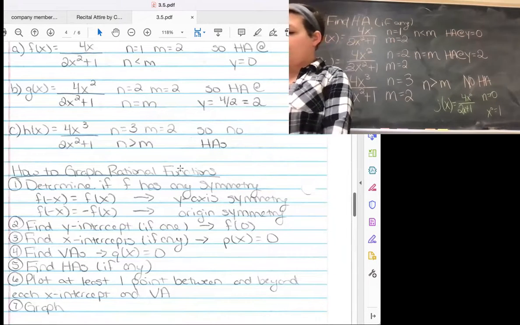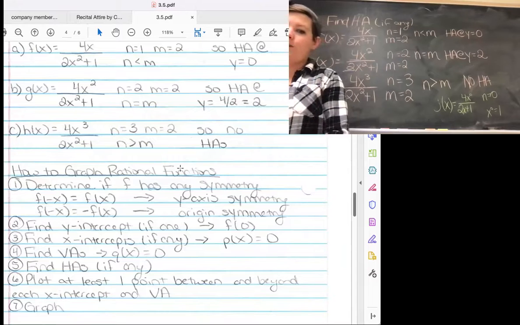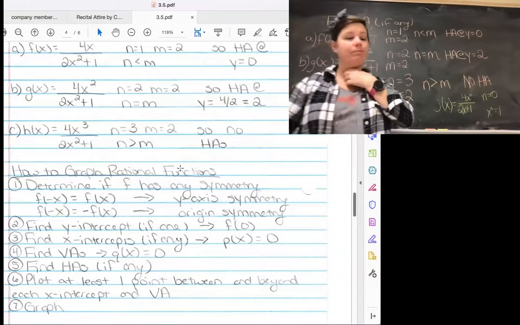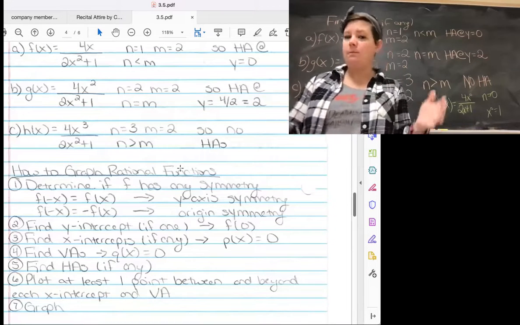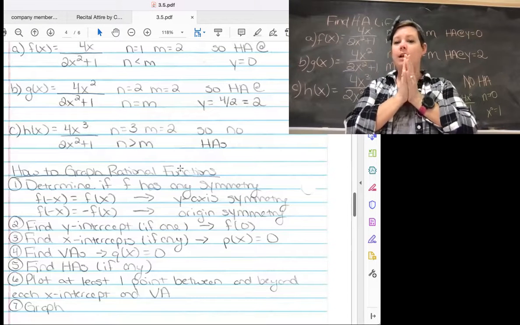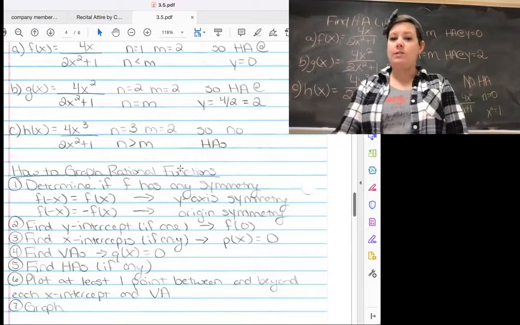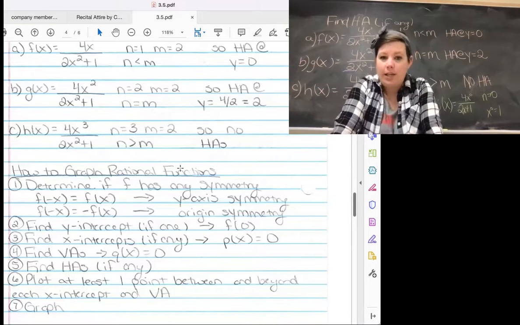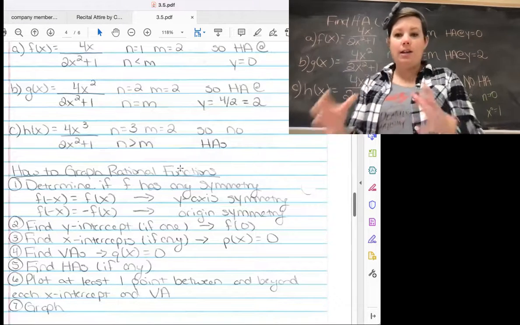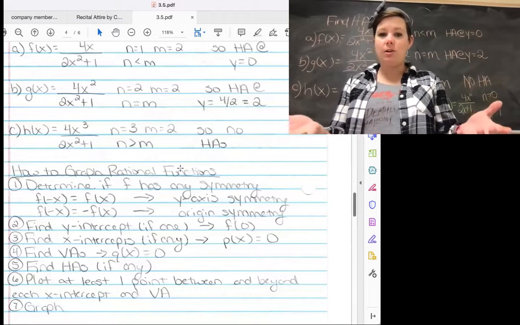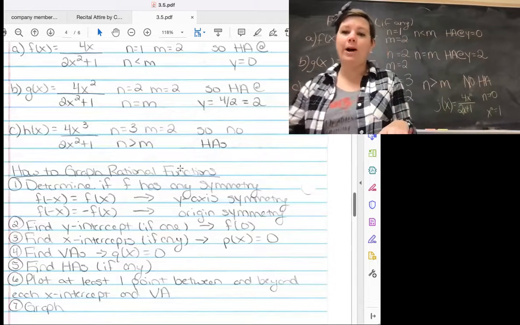Okay? So how do we graph a rational function now that we know how to find all of this information? Well, the first thing that is good to do is to see if we have any symmetry. When you have symmetry, that means you could fold your graph a certain way and it's going to lay right on top of itself. So we do this by plugging in negative x into our function and seeing what we get. If, when we plug in negative x into our function, it equals the same function that we started with, then we know we're symmetric about the y-axis.